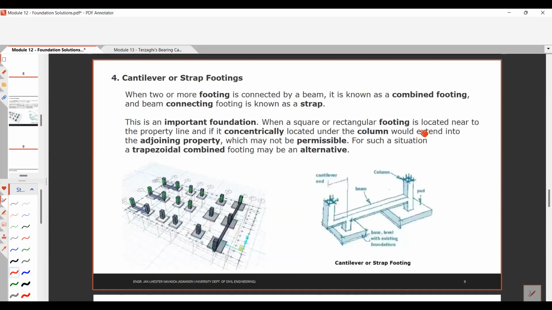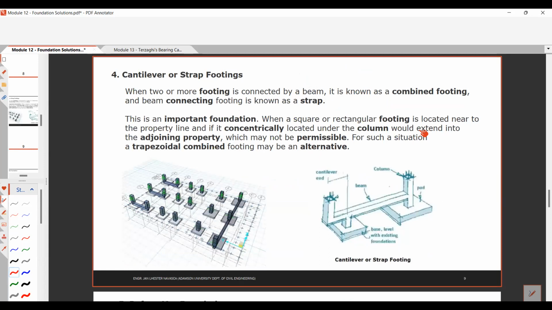Next is a cantilever or strap footing. When two or more footings are connected by a beam, it is known as a combined footing. Basically, if you have a footing that is connected by a beam, sometimes they call this a footing tie beam. So they call that foundation a cantilever or a strap footing. Okay. So this is an important foundation.